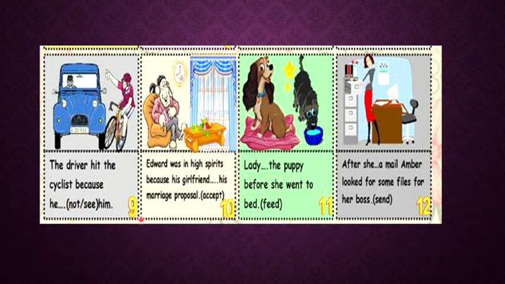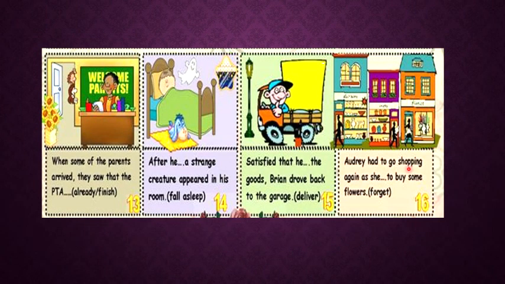So this is a negative sentence. Edward was in high spirits because his girlfriend had accepted his marriage proposal. The verb is accept. In high spirits means very happy. Lady had fed the puppy before she went to bed. The verb is feed. After she had sent a mail, Amber looked for some files for her boss. The verb is send. And Amber is a name. So all these verbs you have to use in past perfect tense. So there should not be any confusion.